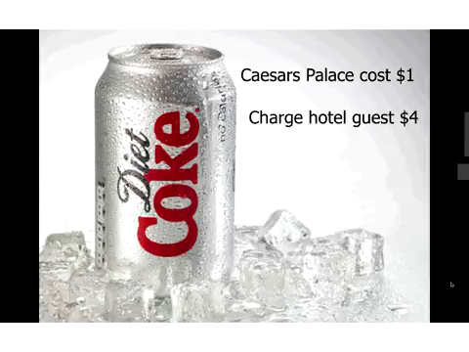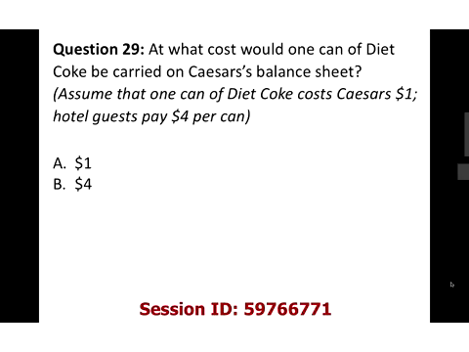Okay. So let me ask you this question now. We have this one can of Diet Coke, and it cost Caesar's Palace $1. They charge hotel guests $4. So this question, what cost would 1 can of Diet Coke be carried on the balance sheet at? Would it be carried on the balance sheet at $1 or at $4? So we'll put up this question.